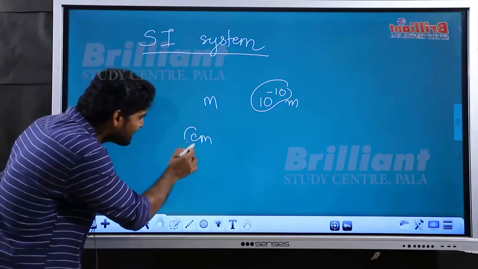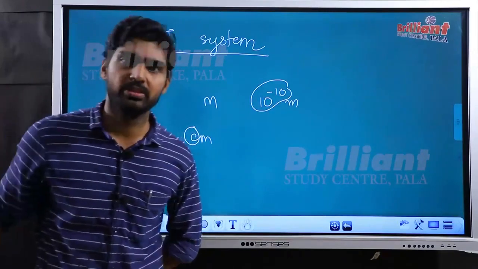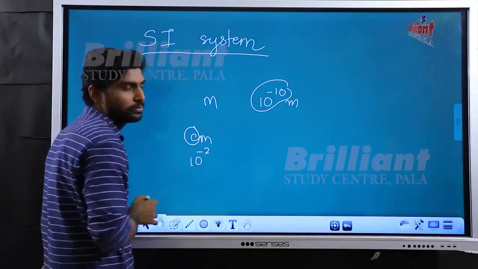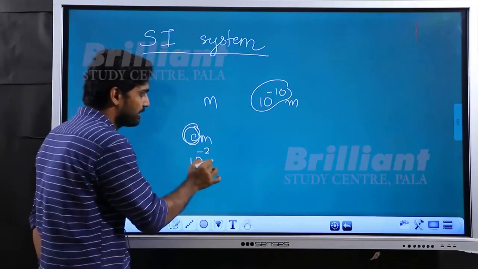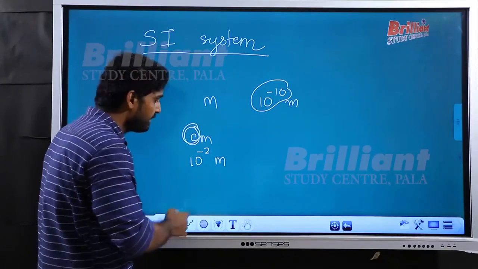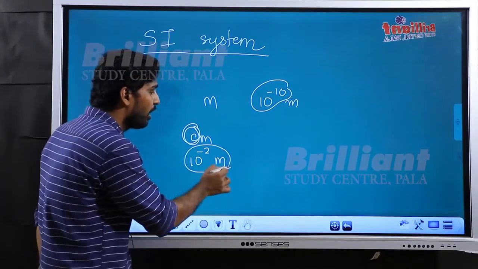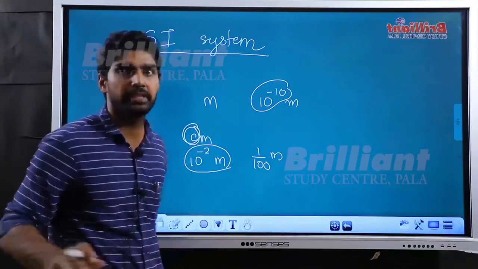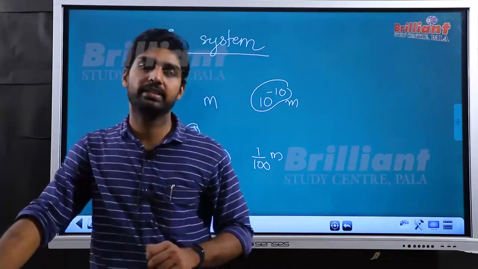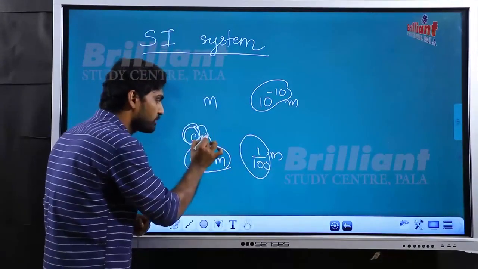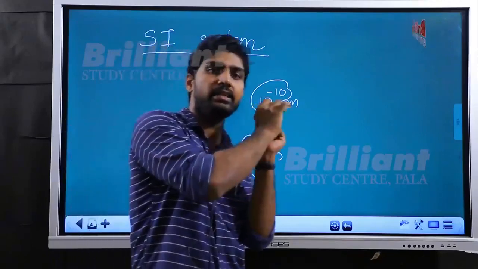So what does this centi mean? It means simply 10 raised to minus 2. So centi means 10 raised to minus 2 meter. So what is 1 centimeter? It means 10 raised to minus 2 meter, or 1/100th of a meter. It is as simple as that. With 1 centimeter, we are just adding a prefix to meter so that we can clearly state the quantity.